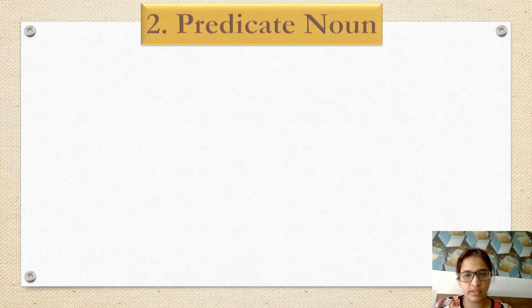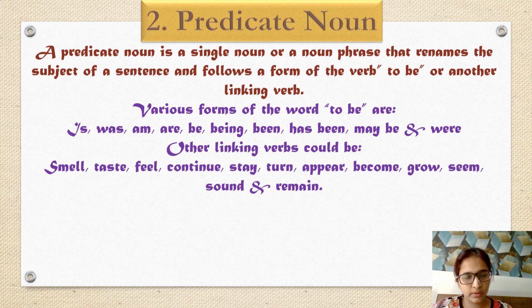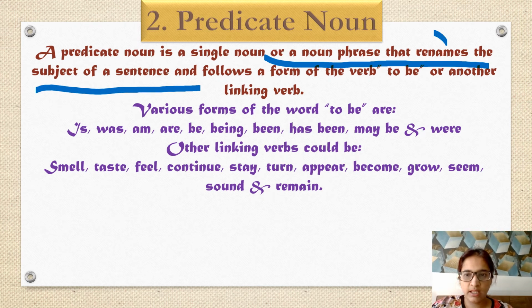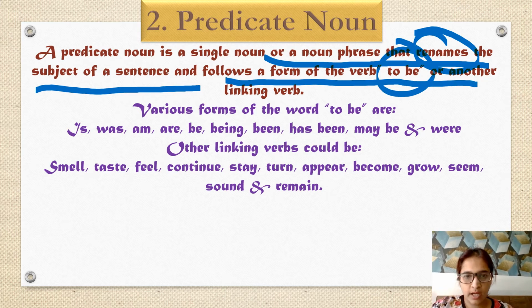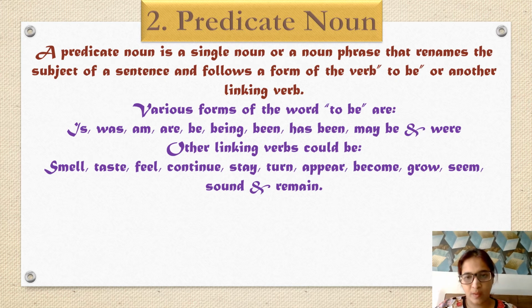Now we go to the next usage of noun, which is a predicate noun. You will be comfortable with these words in my future presentations when we learn in detail about what a predicate is and so on. But presently, just to give you an idea, a predicate noun is a single noun or a noun phrase that renames the subject of a sentence and follows a form of the verb to be or another linking verb. Don't get too hassled by this definition. When you come to the examples, you will understand it quite easily.